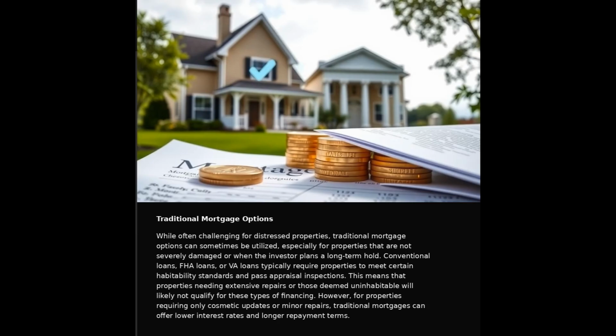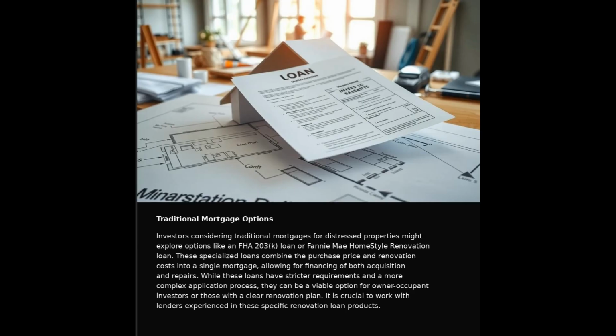Investors considering traditional mortgages for distressed properties might explore options like an FHA 203K loan or Fannie Mae home-style renovation loan. These specialized loans combine the purchase price and renovation costs into a single mortgage, allowing for financing of both acquisition and repairs. While these loans have stricter requirements and a more complex application process, they can be a viable option for owner-occupant investors or those with a clear renovation plan. It is crucial to work with lenders experienced in these specific renovation loan products.